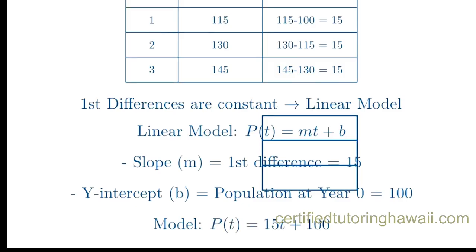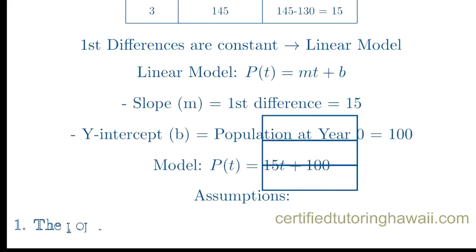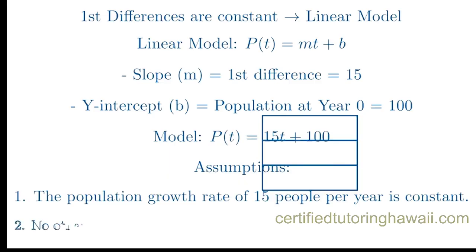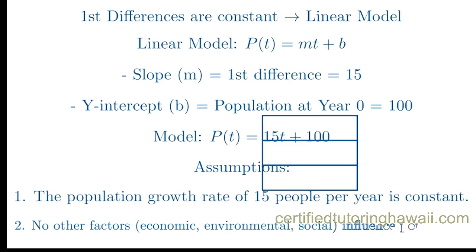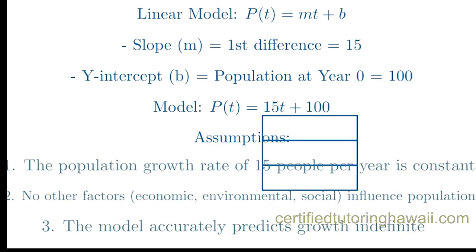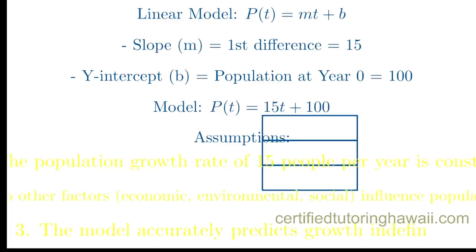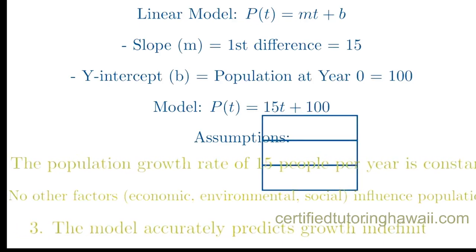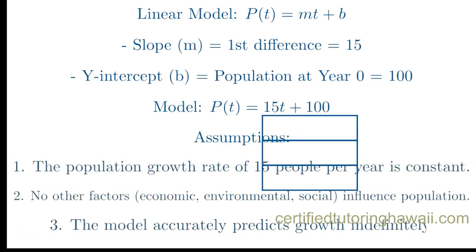What are the assumptions here? Our primary assumption is that the population growth rate remains constant at 15 people per year indefinitely. We are extrapolating the existing pattern into the future, assuming no factors like economic changes, natural disasters, or resource limitations will affect this growth rate. We are also assuming that time is our only significant variable. This population model is simple and useful for short-term prediction, but its long-term reliability is questionable precisely because of these strong assumptions. This demonstrates the critical importance of understanding a model's limits.